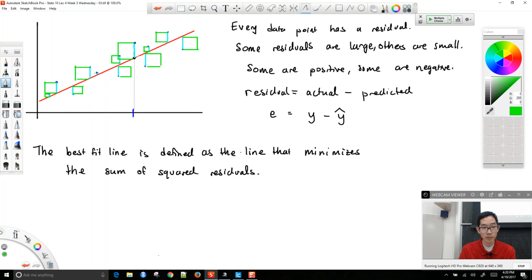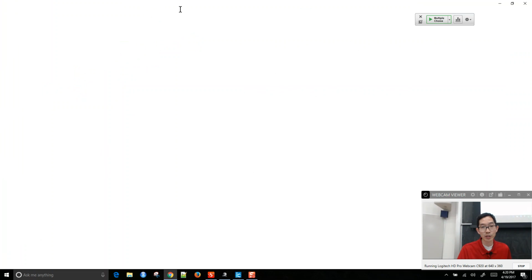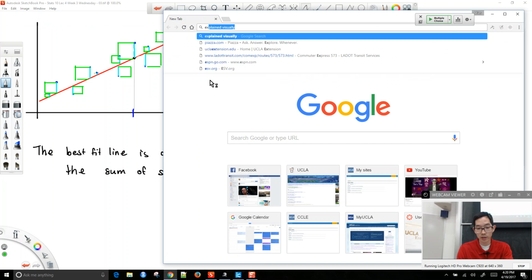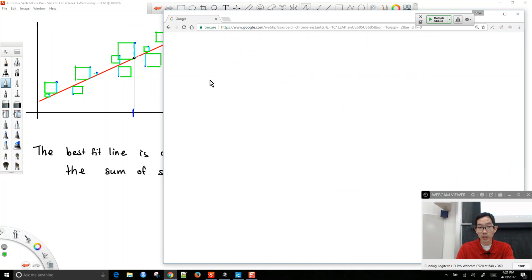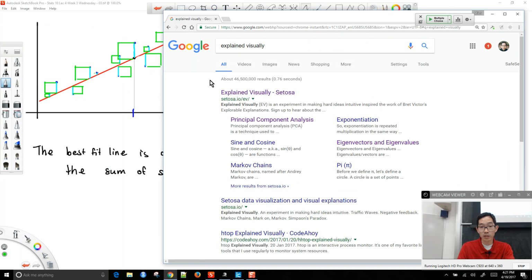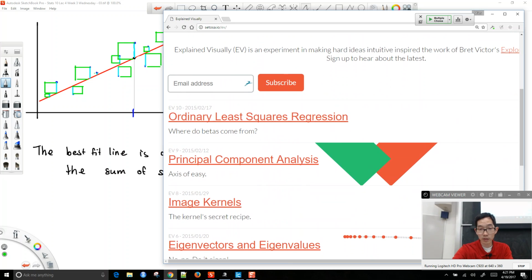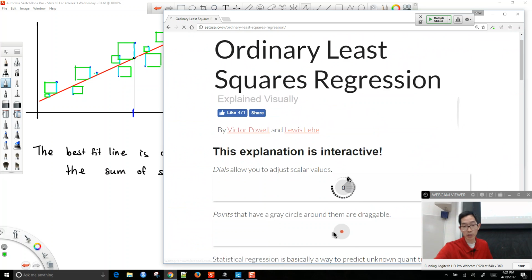Okay, and so there's a web page that kind of demos this concept. It's explained visually, and where is this? Ordinary least squares regression. Okay.